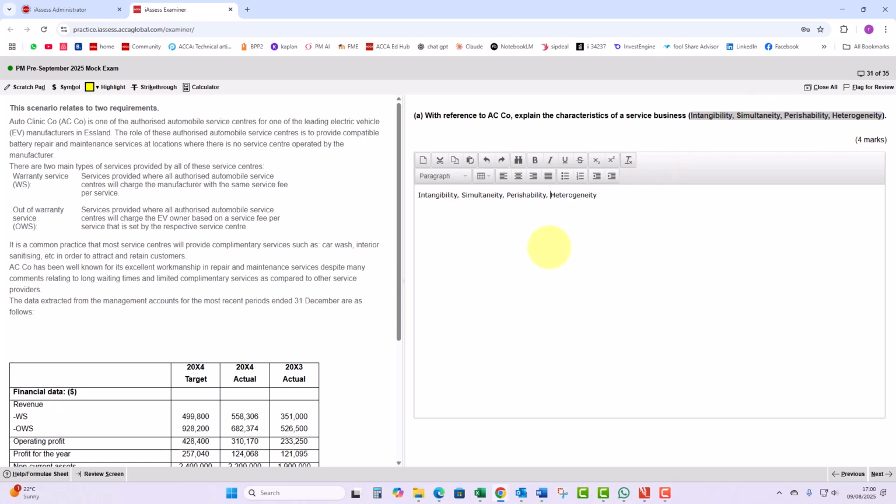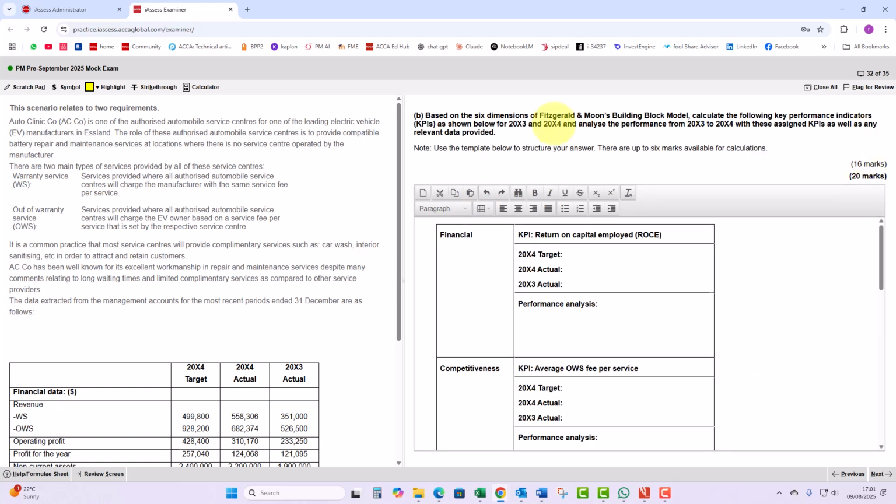Those are jumping out as the headings that I'm going to use. I like the idea of headings, and you see what I've done there. So I've copied and pasted. I've then used bold, underlined them, and I've got my answer plan laid out there. And then for 16 marks, we're told to use this template, and there are 6 marks available for calculations.